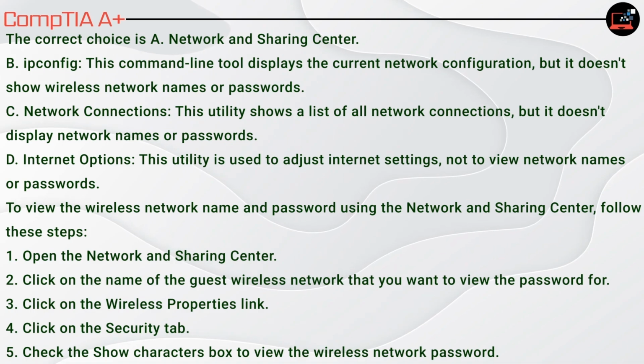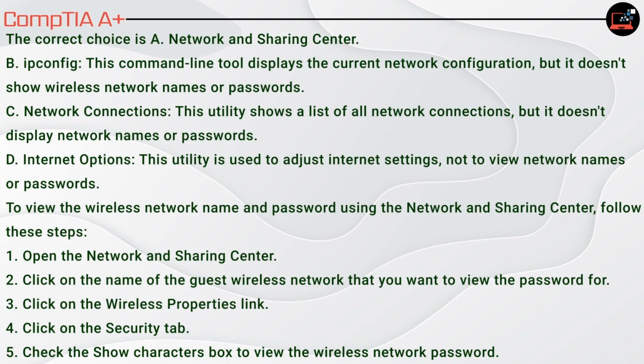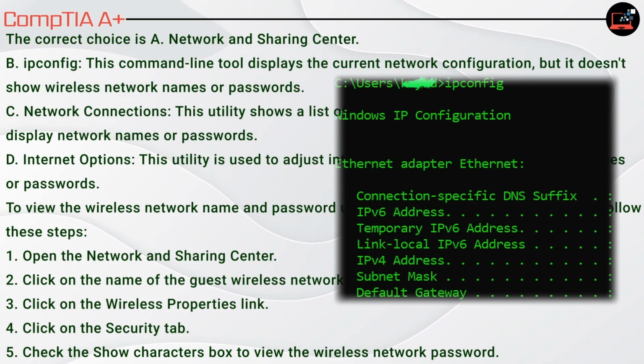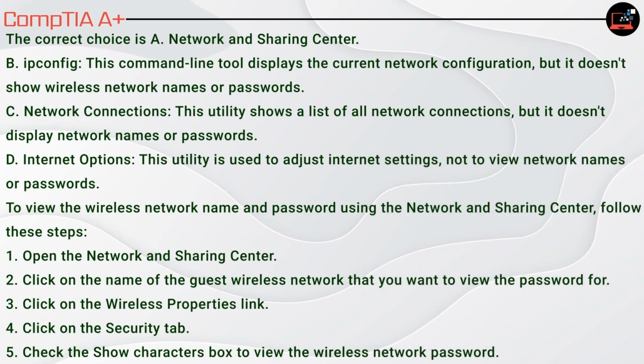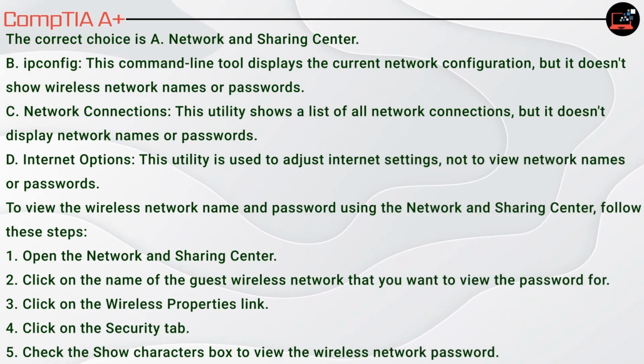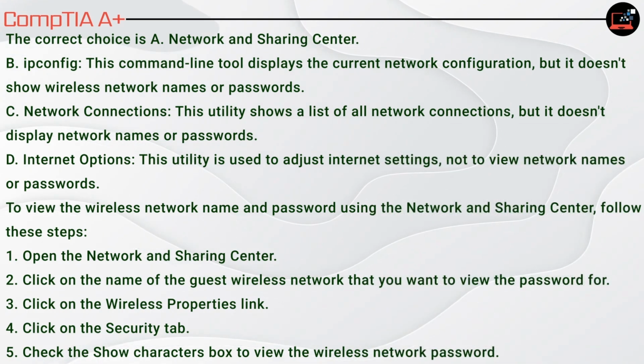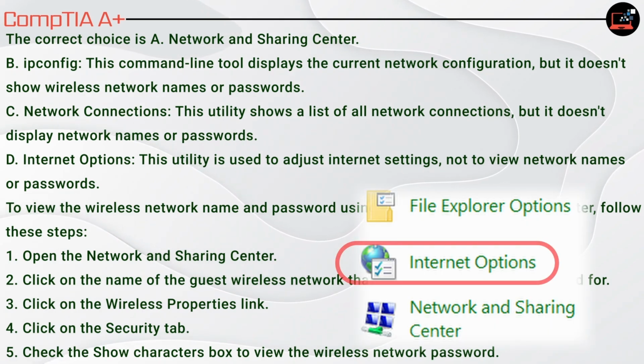The correct choice is A. Network and Sharing Center. B. ipconfig. This command line tool displays the current network configuration, but it doesn't show wireless network names or passwords. C. Network Connections. This utility shows a list of all network connections, but it doesn't display network names or passwords. D. Internet Options. This utility is used to adjust internet settings, not to view network names or passwords.